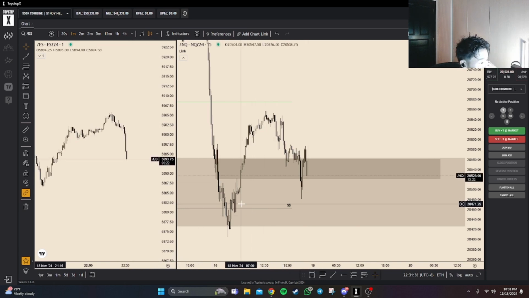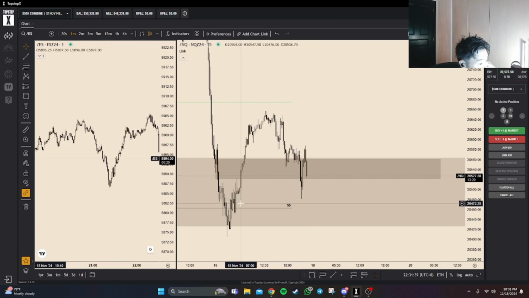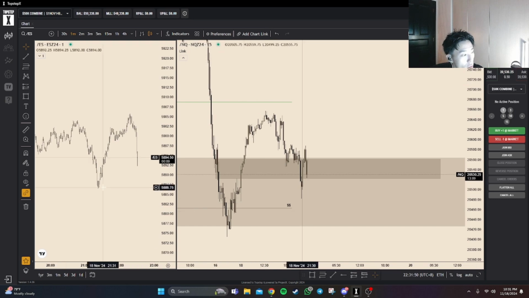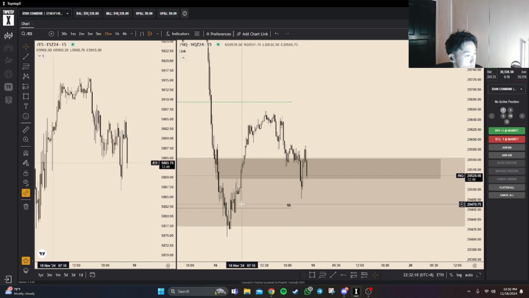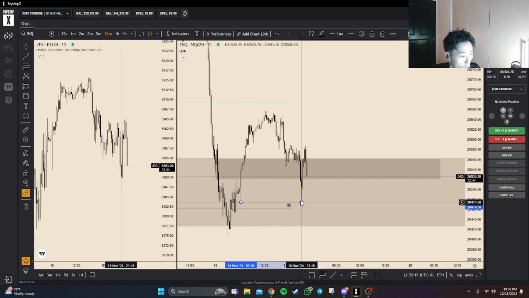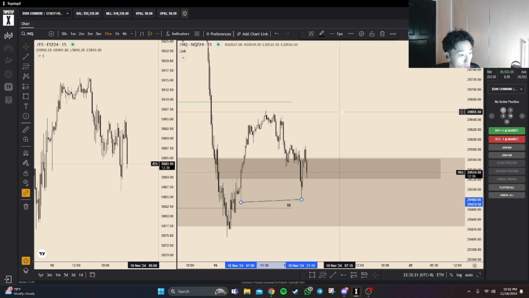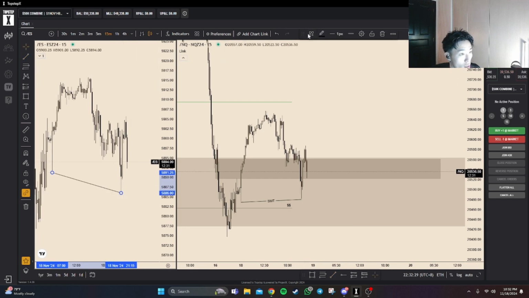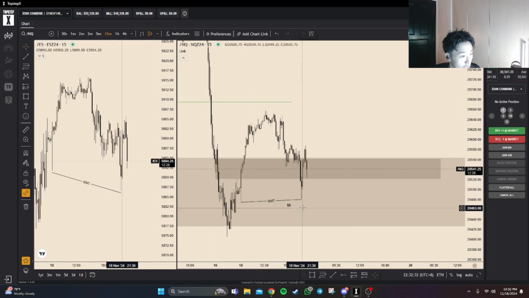So let me see if there's an SMT. What an SMT is, is when either ES or NQ sweeps liquidity while the other one doesn't. As can be seen, this is an SMT because this was swept on ES but not NQ. So this is an SMT here, and I can put one on here so you can see what an SMT is. This is an SMT.